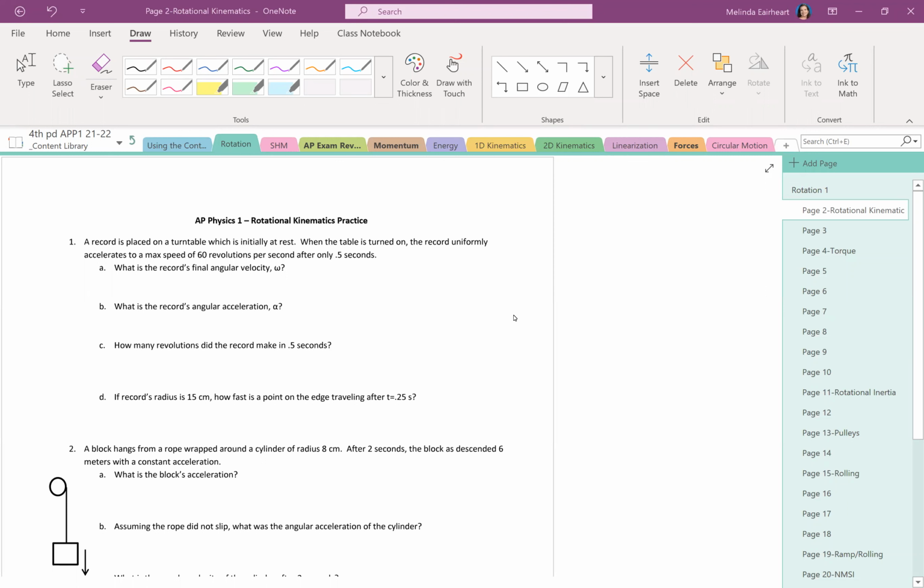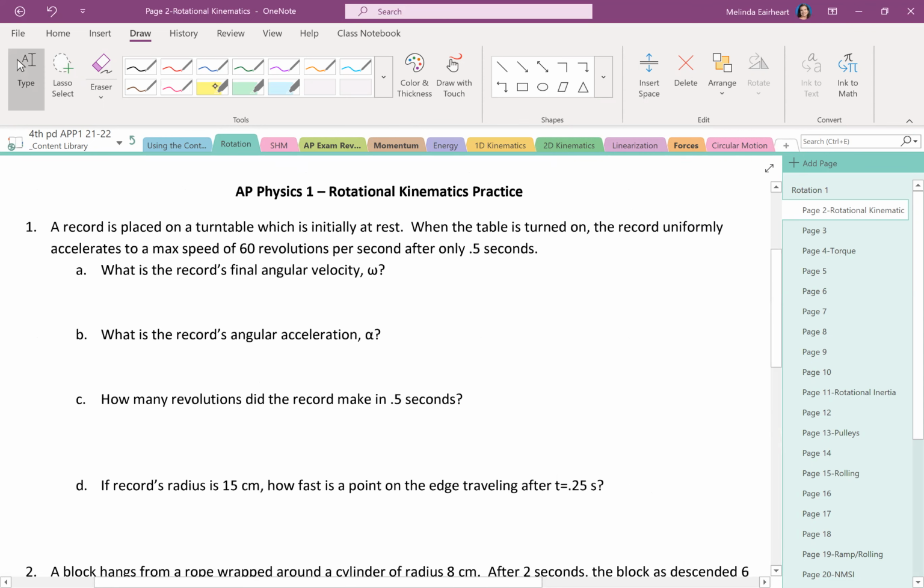Do y'all know what a record is? It's pre-CDs, it's pre-cassettes, and it is a rotating disc, okay? But instead of being read with a laser, it's read with a little needle, okay? And so a record is placed on a turntable, initially at rest.